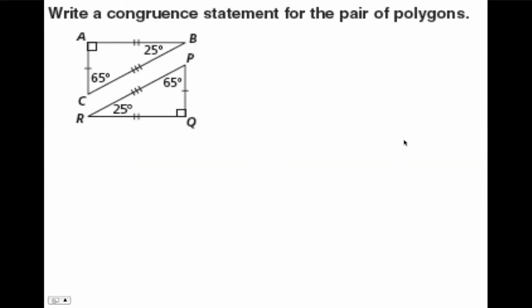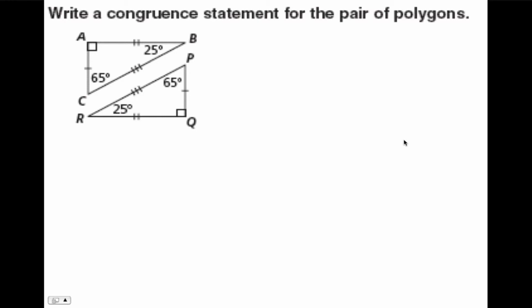Now, here are a pair of triangles. We have triangle ABC and QRP, and it's asking us to write a congruent statement, and we can see which parts correspond to one another. I can see that AC has one tick mark, and so does PQ, so that's showing us that those are congruent. When they have the same number of tick marks, it's telling us that they are the same length. Just like PR has 3 tick marks, and so does CB. And RQ has 2, and AB has 2. So those parts are congruent.